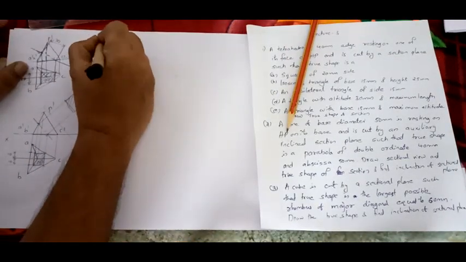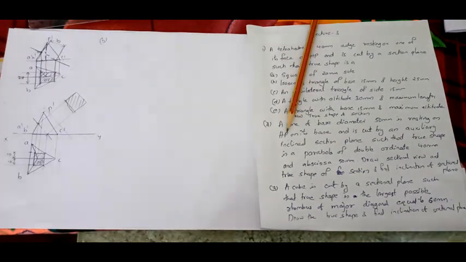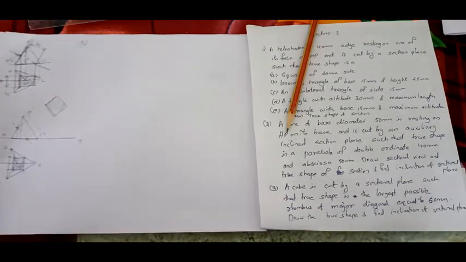Second question is the isosceles triangle. There are many methods to solve it. I will show you one method, and I will tell one more method while solving the third, fourth or fifth question. So how to cut an isosceles triangle?